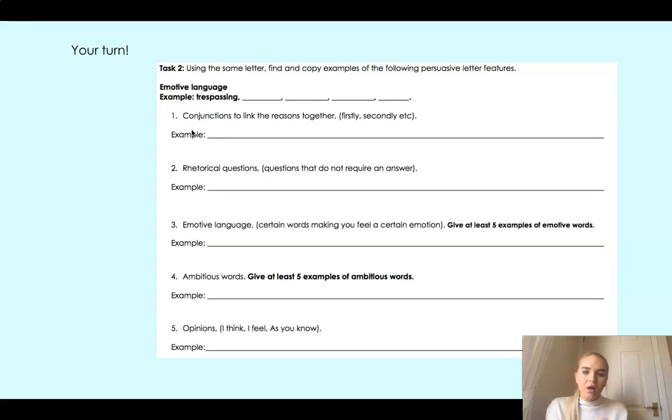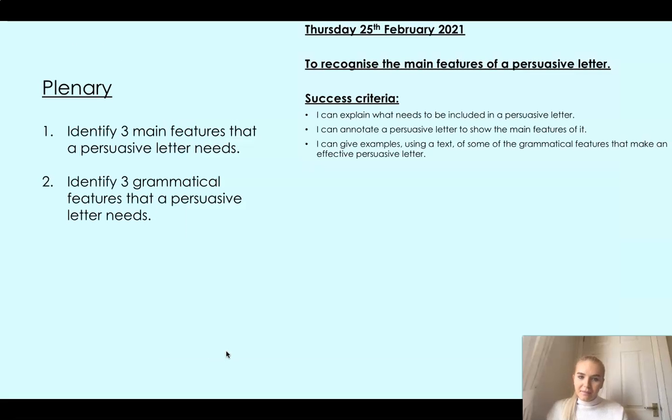So the first one is conjunctions. Find some conjunctions, list them. There won't be many. The second one is rhetorical questions. So those questions that don't need an answer. There also won't be many of those, maybe 2 or 3. Then you find 5 examples of emotive words, write them here. 5 examples of ambitious vocabulary. And then you find some opinions. So when they say, I think, I feel, as you know, some opinions, maybe 3 opinions, okay? And that's what you're going to do now.